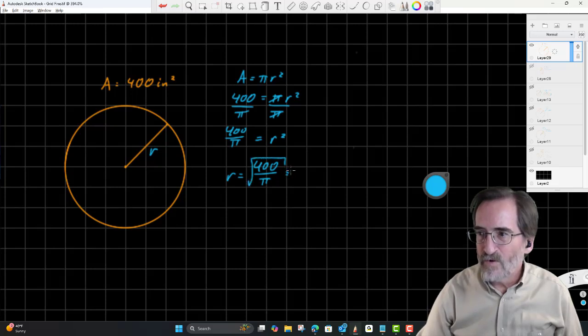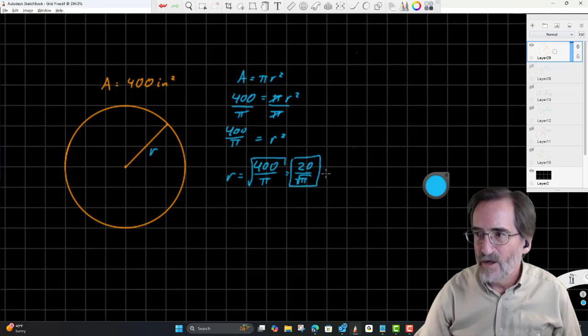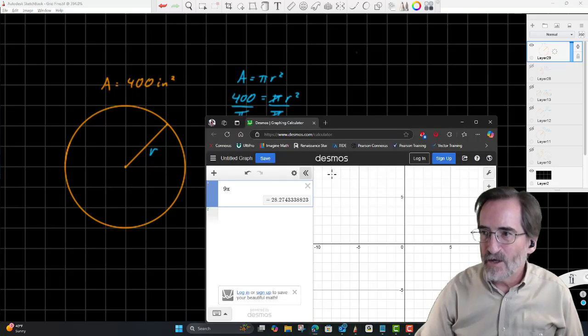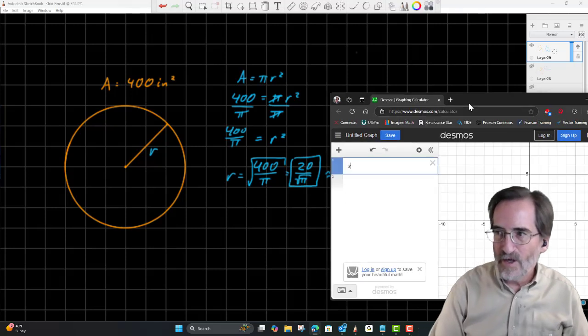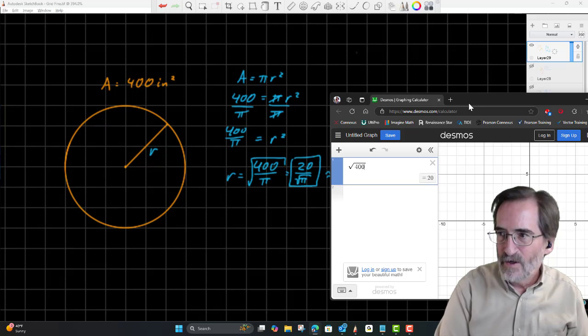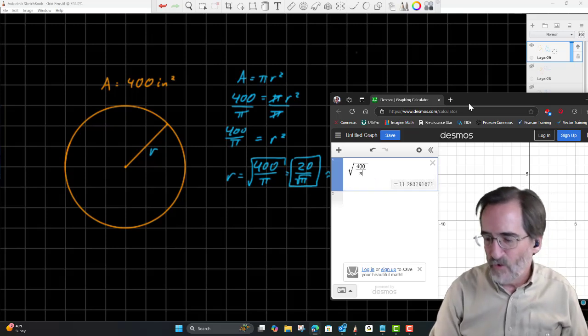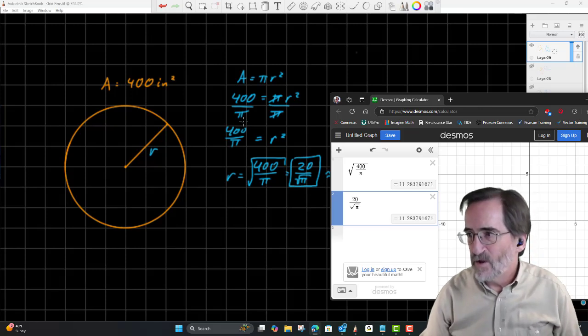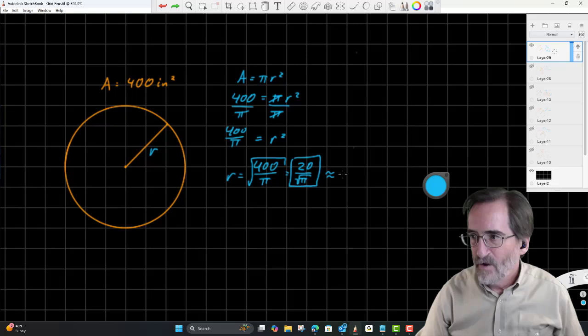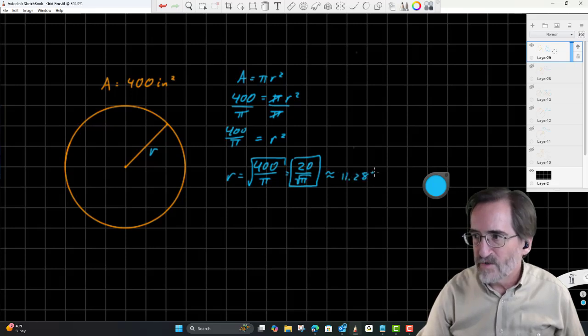Now, square root of 400 does happen to be a simple number. It's 20. But the square root of pi is not. So this would be exact, 20 divided by square root pi. And then we could use a calculator to get a decimal. You could plug in square root 400 divided by pi and get 11.28. Or you could do 20 divided by square root of pi and get the same answer, 11.28. So 11.28 is approximate inches.